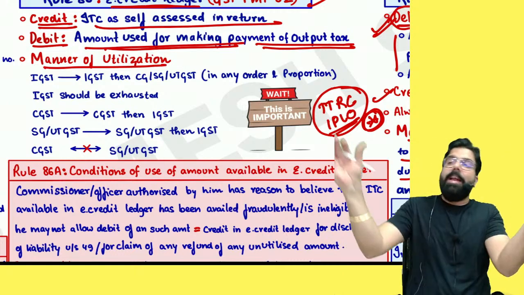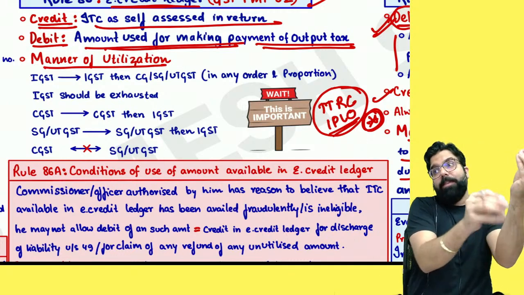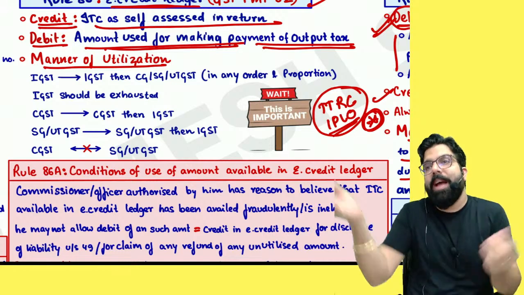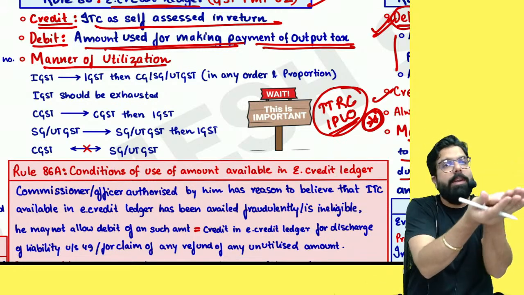Now, sir, whatever amount is there in the e-credit ledger, how do I utilize it? Can I use IGST to pay CGST? So that is what they are telling. If I have input tax, how do I use it? Are you guys able to understand?